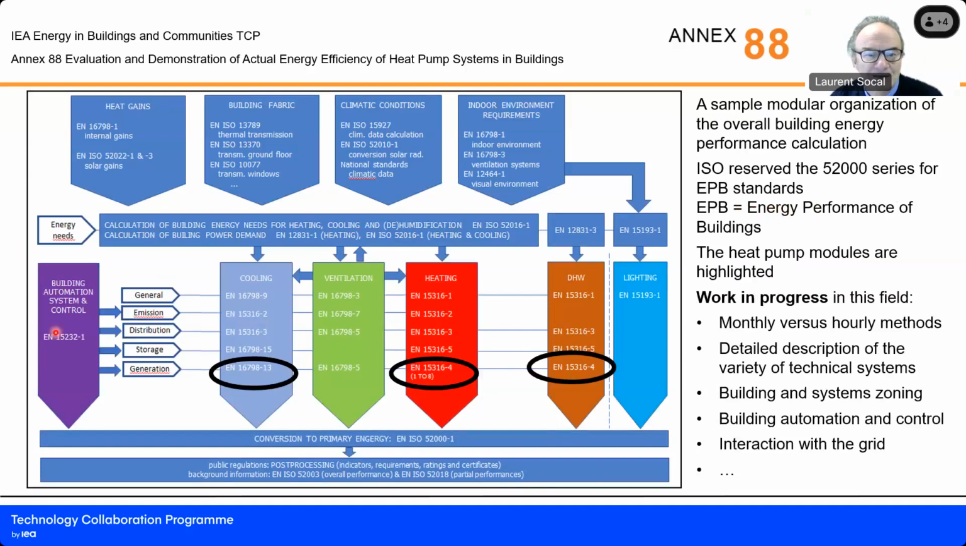And here you have an example of the organization of such a procedure in the ISO environment. So you need some standards and calculation methods and assumptions that concern heat gains, the building fabric, climatic conditions, the condition of use of the building. You calculate first the envelope, typically, and you calculate the building needs for heating, cooling, and the needs for domestic hot water. Then you go through the systems, and you can see each one of these numbers is one standard or one calculation module. And heat pumps is just a small part here, but a very important part.